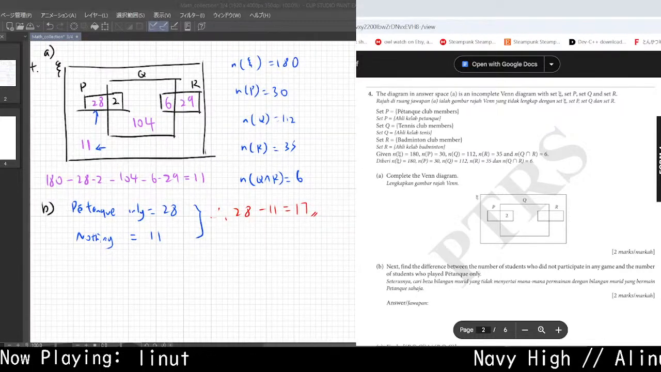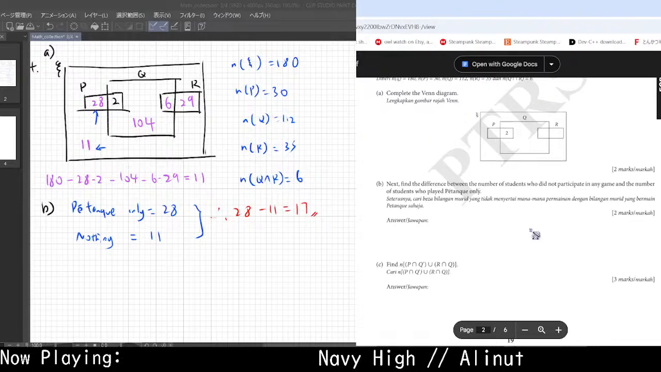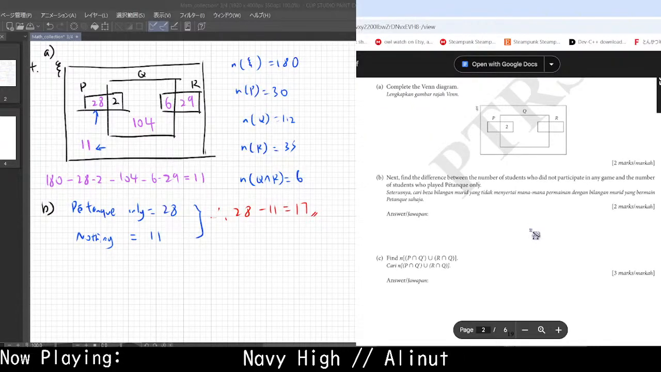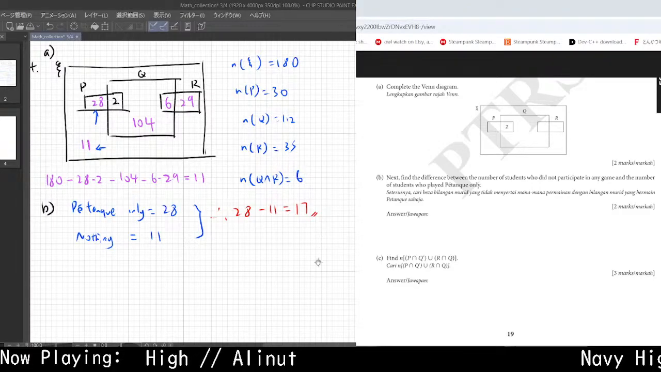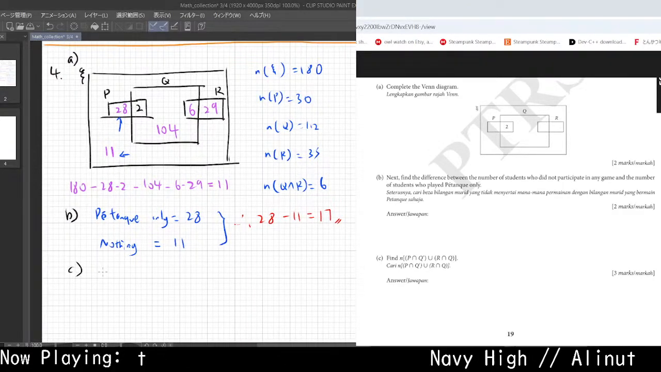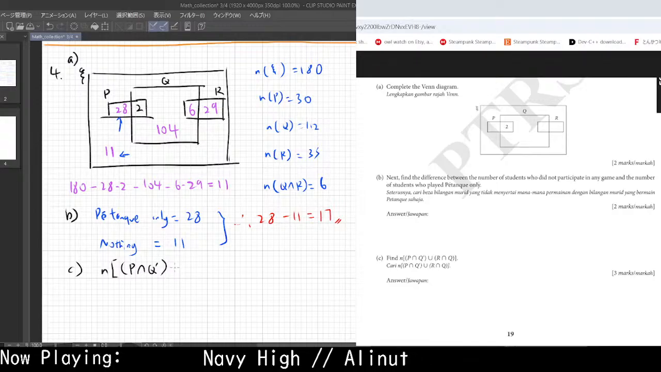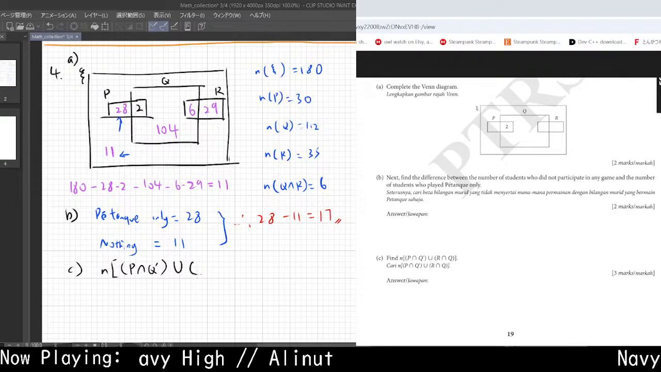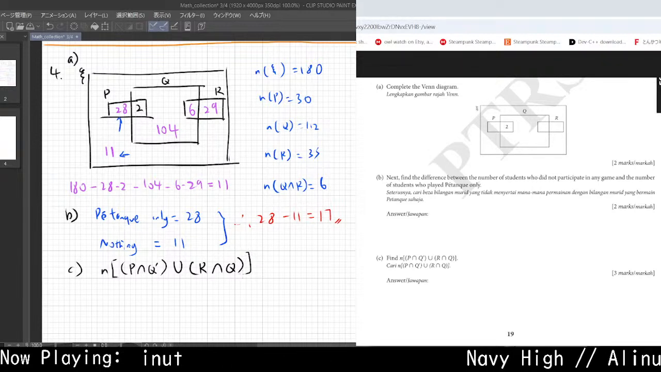Okay, next. Oh, one more. Find n of P intersect Q prime, union R intersect Q. Quite convoluted. Let's see how we can go about it. Number of things inside the combined set, P overlap Q prime, Q complement, union together with R intersect Q. Okay, and then you want the number of things inside it.